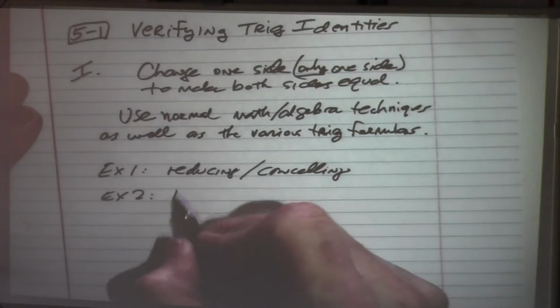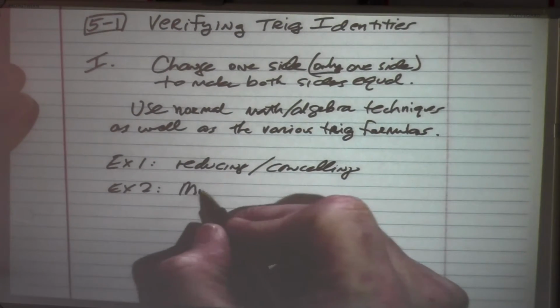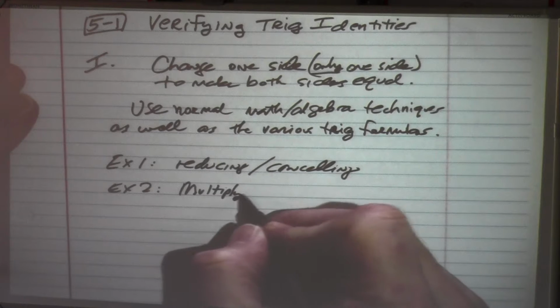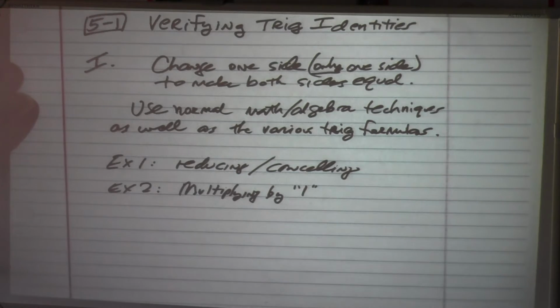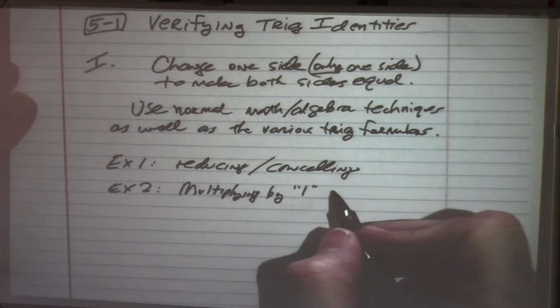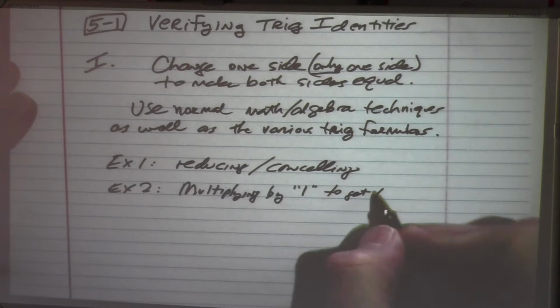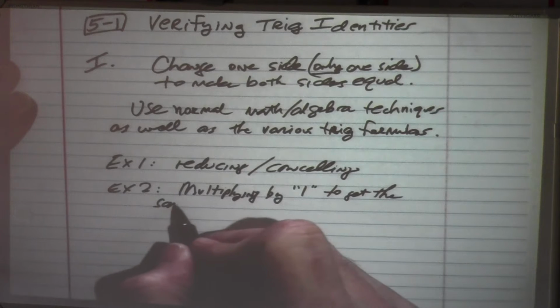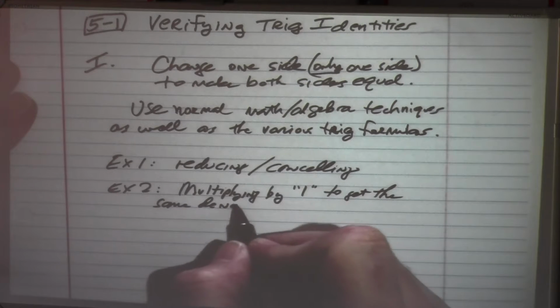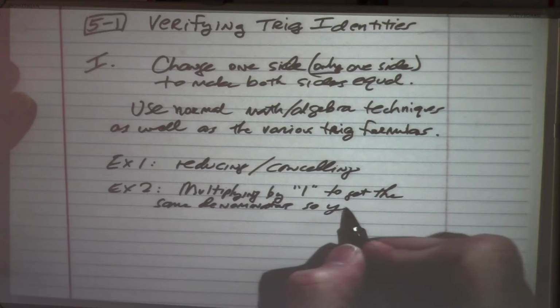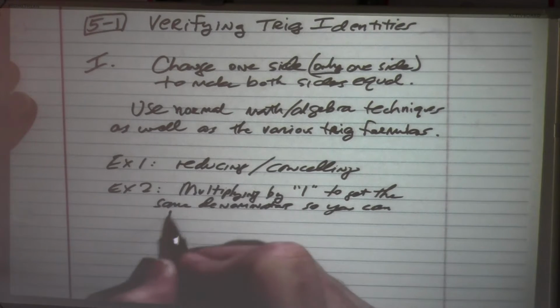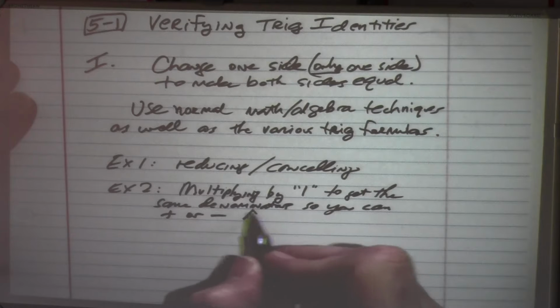So let's write that down, that you're multiplying by 1 in the form that's useful for you to get the same denominators so you can add or subtract fractions.